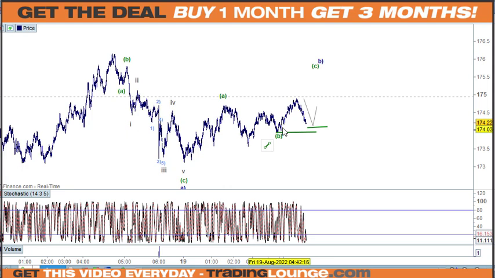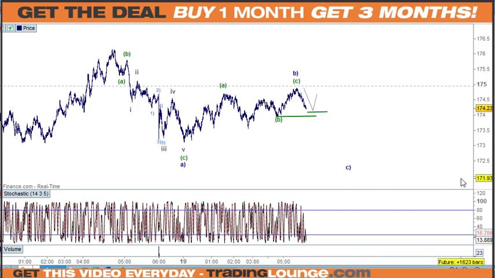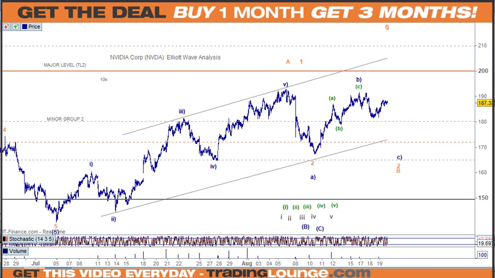I would have to label it like this here. It's something like it. I haven't quite nailed it, but it's something like this that we're dealing with. We've started the correction, and this has just held up quite nicely. Let's have a look at the other markets and see if we can get anything.